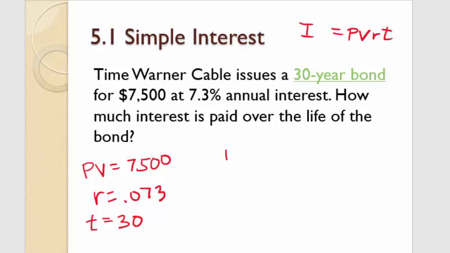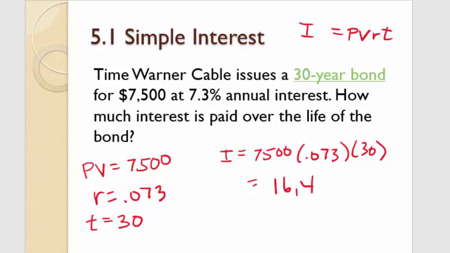So now I can plug everything in. I equals 7,500 times R, which is 0.073, times T, which is 30. And when I multiply that all together, the interest then is $16,425 over the life of the bond. That's $16,000 in interest only.